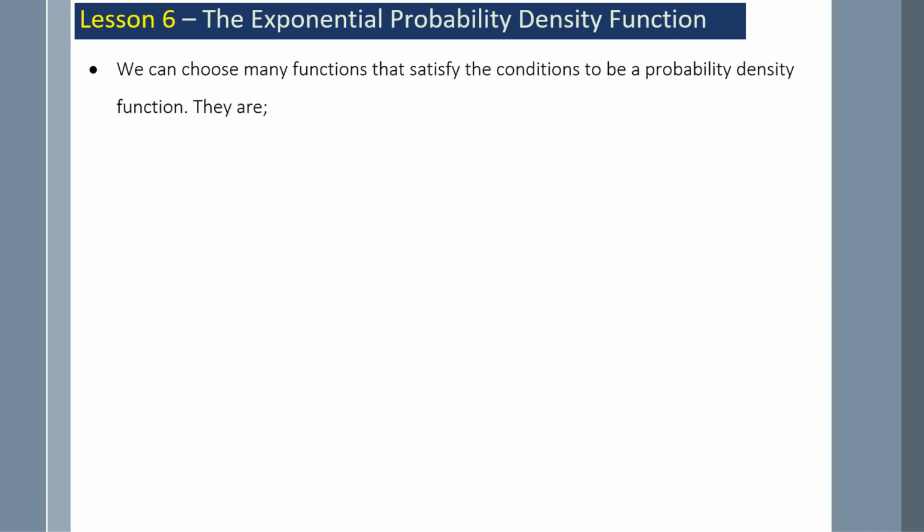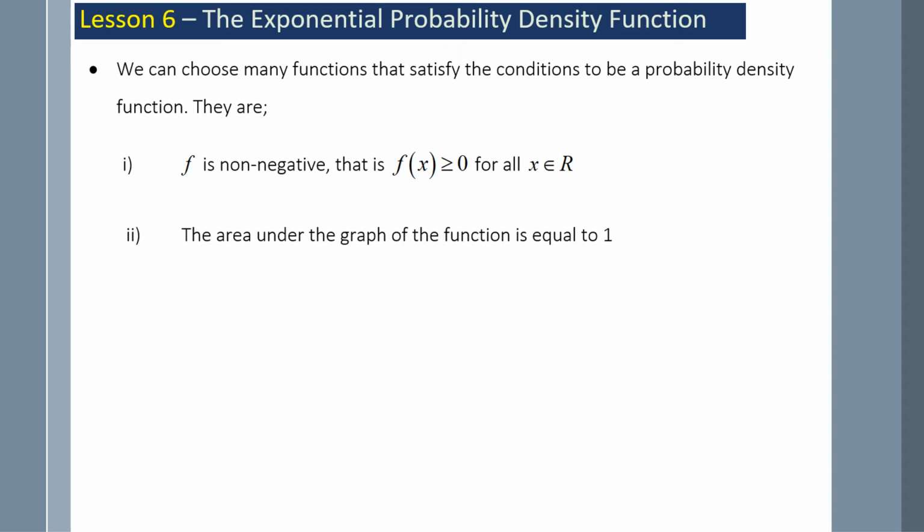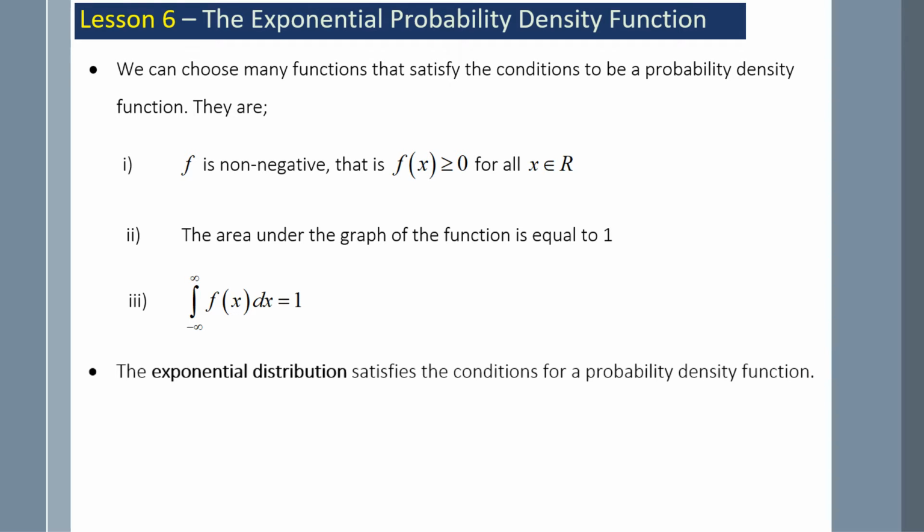We can choose many functions that satisfy the conditions to be a probability density function. They are: f is non-negative, that is f(x) is greater than or equal to 0 for all x values that are elements of the real number system. The area under the graph of the function is equal to 1, as given by the definite integral. The exponential distribution satisfies the conditions for a probability density function, also known as a PDF for short.